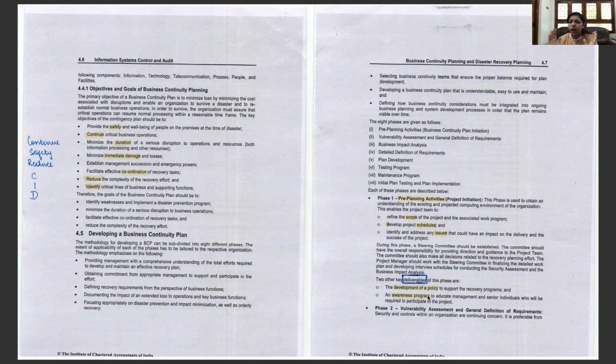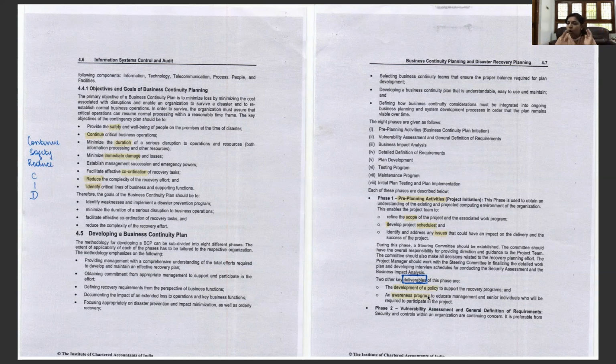So what are the aspects involved in our pre-planning activities? The scope, schedule, issues. What are the deliverables? Development of policy and awareness program. So these are the deliverables from the pre-planning activities.